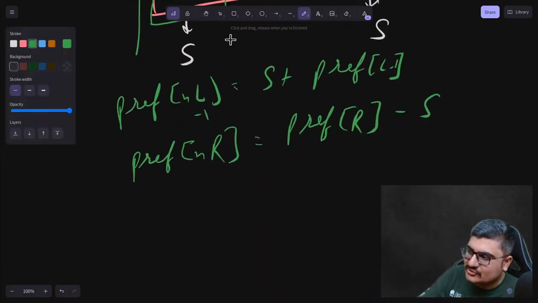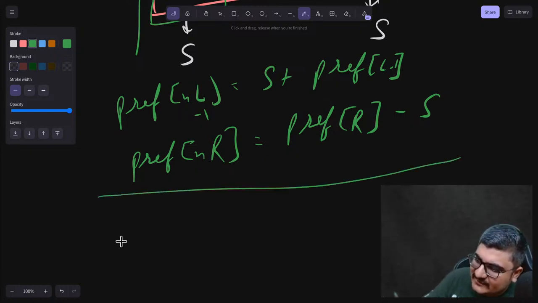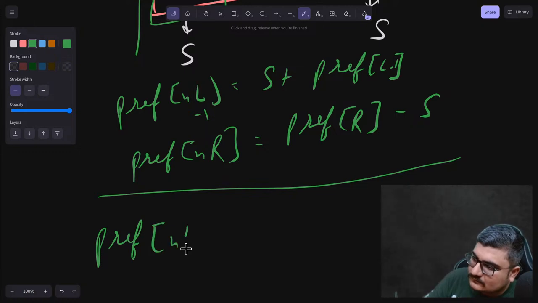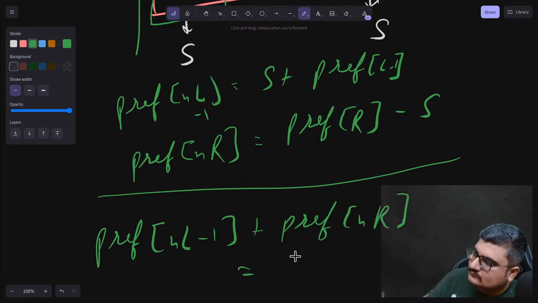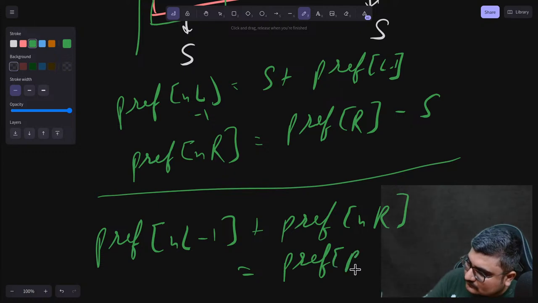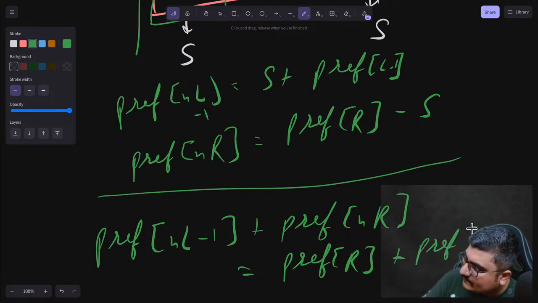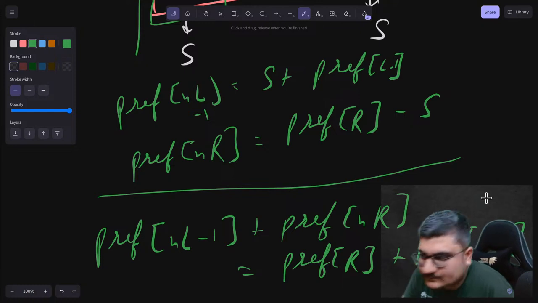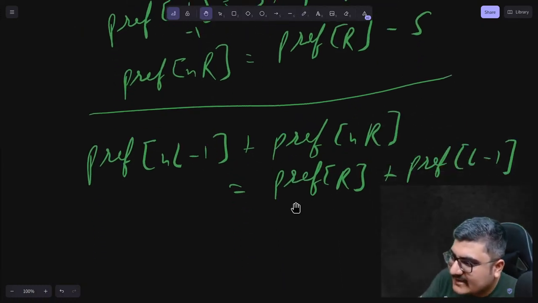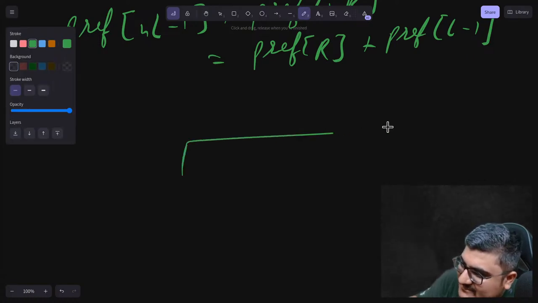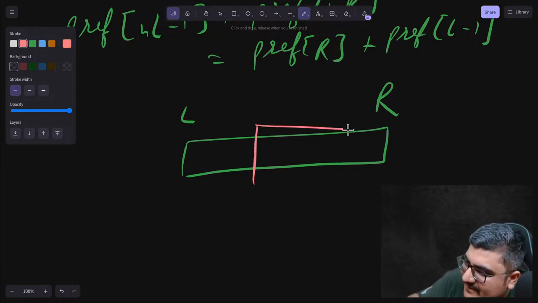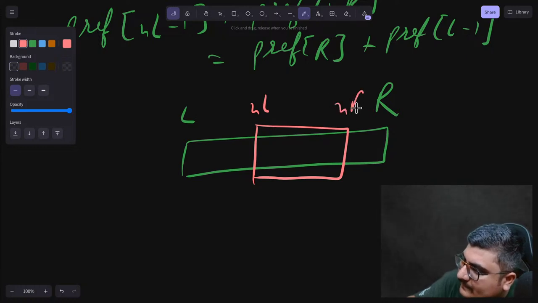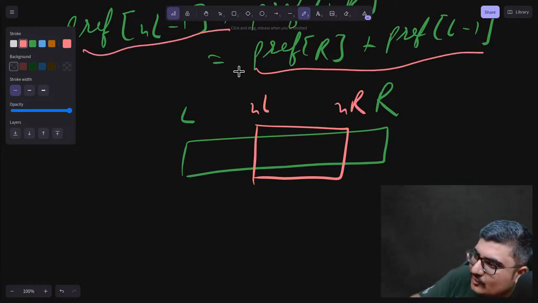And the idea is, let's add these two equations. This S and S will cancel out. And this gave me the idea that I can probably combine all the ranges. If this is my starting range from L to R, and this is the first time when I am incrementing, then this value would also be equal to the value of this range.